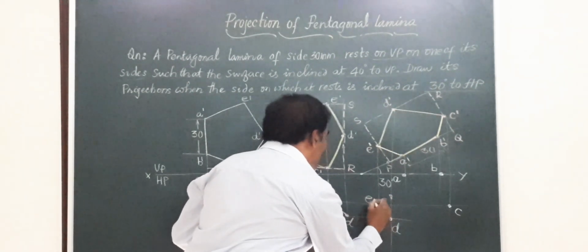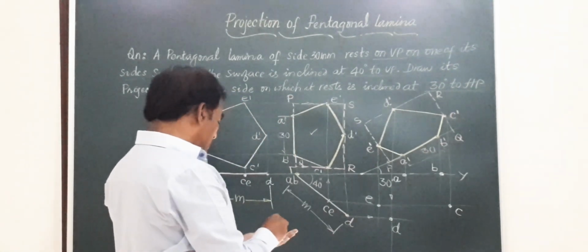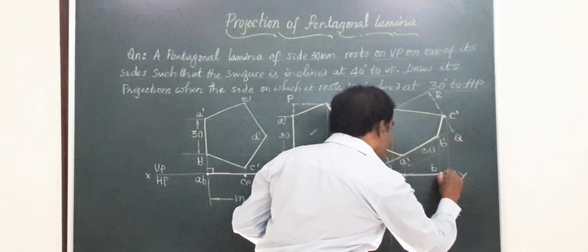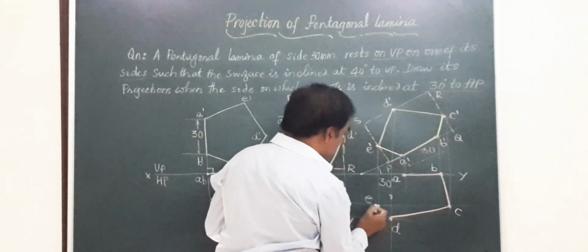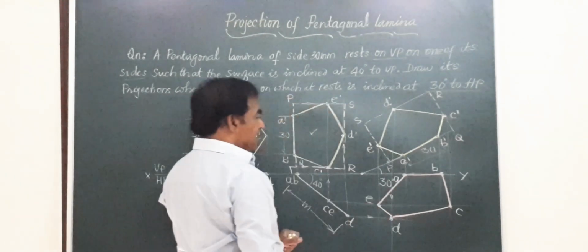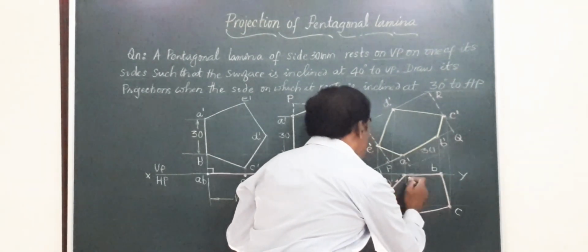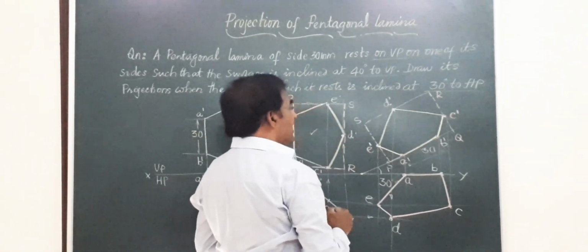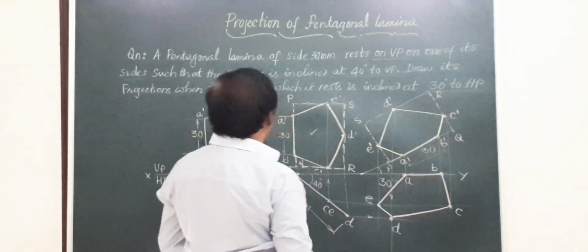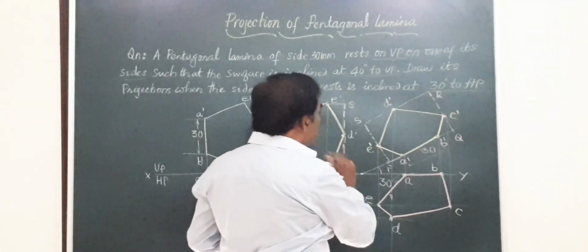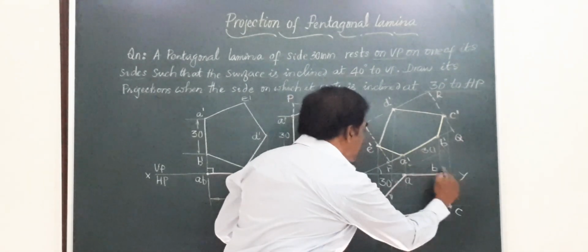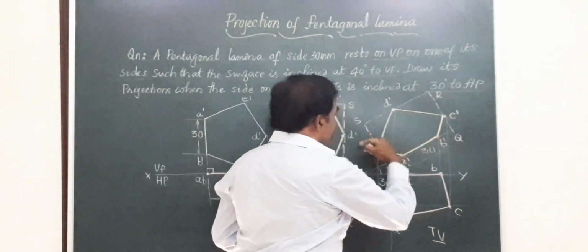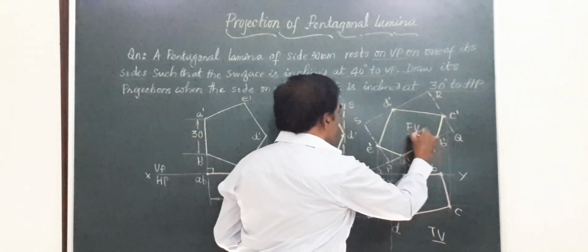Friends, we have got all the five corners A, B, C, D, E of the pentagon in the top view. Join all these by straight line. So I join A to B, B to C, C to D, D to E, and E to A. This figure will give you the final top view. So this is A, B, C, D, and E. And you find that AB is the side of the lamina which is on VP. Since it is on VP, you get it on the XY. So friends, this figure will give you the final top view, and this figure A dash, B dash, C dash, D dash, E dash will give you the final front view of the lamina.